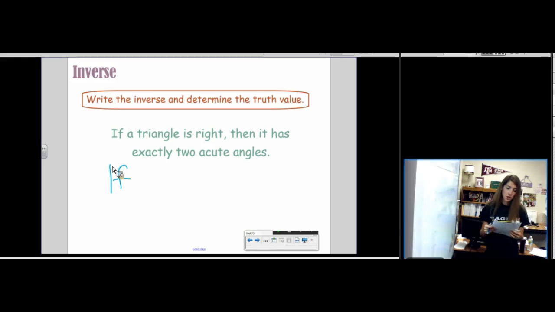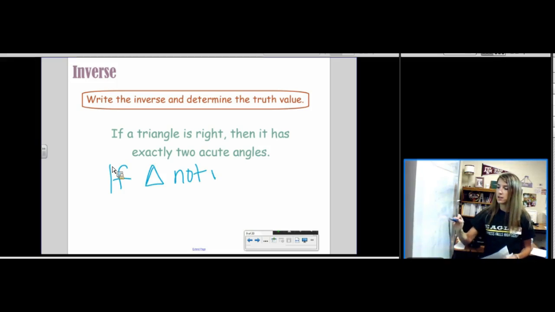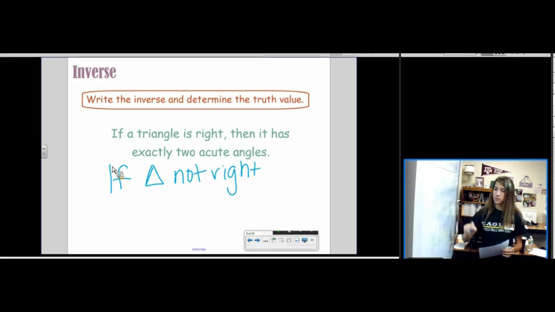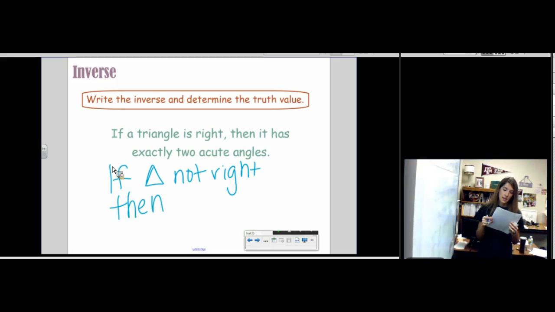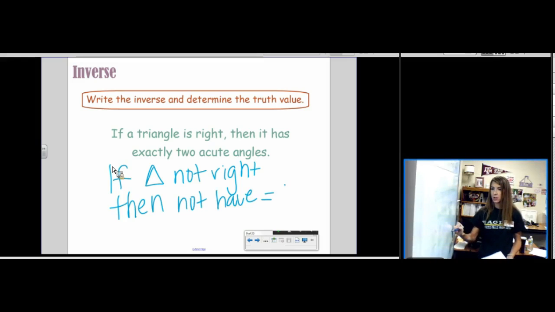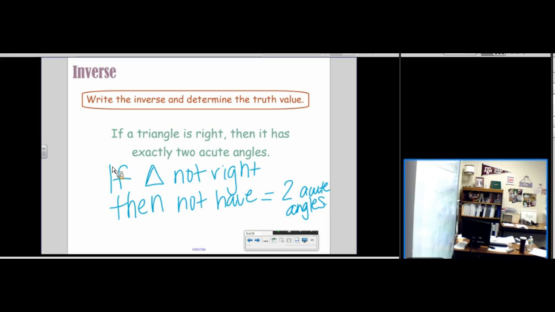If a triangle is not a right triangle, then, what did she say? It does not have exactly two acute angles. So hopefully you wrote something similar to that, maybe with not abbreviating as much as I did.